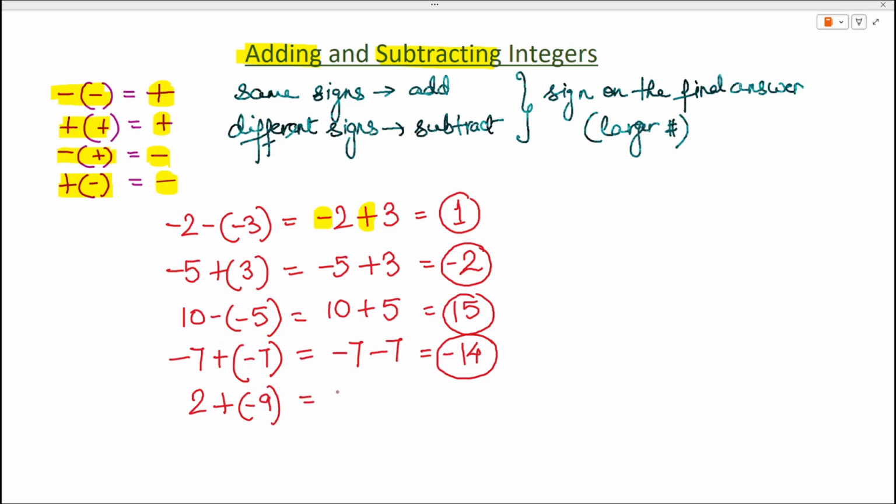Now 2 plus -9. For this, 2 and then positive of negative is a -9. Now 2 is positive, 9 is negative. Opposite signs, different signs, we subtract. So 9 minus 2 is 7, but the sign is going to be the one which is on the larger number. 9 is negative, so the result is going to be negative, and the answer is -7.